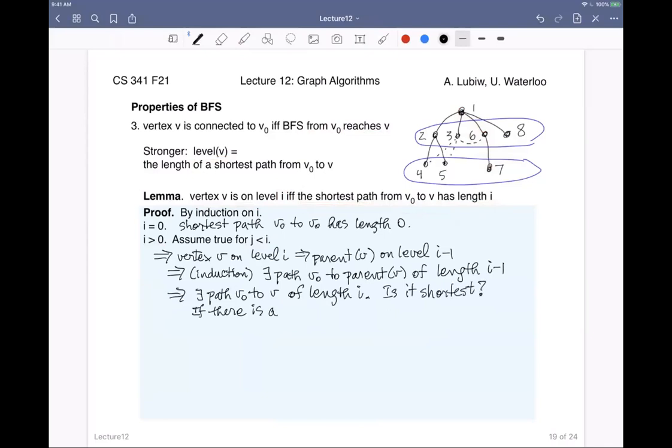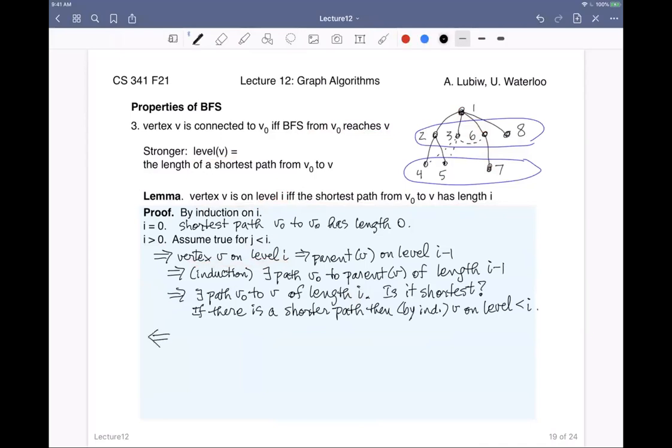If there is a shorter path, then what I'm going to do is use the induction statement going the opposite direction. Say, oh, if there's a path from V0 to V that's shorter than length I, then I get to apply induction and say that vertex V is on a level before I. So again, by induction, V is on a level less than I, which is not what we assumed, right? We assumed that vertex V is on level I. All right. So that completes the one direction.